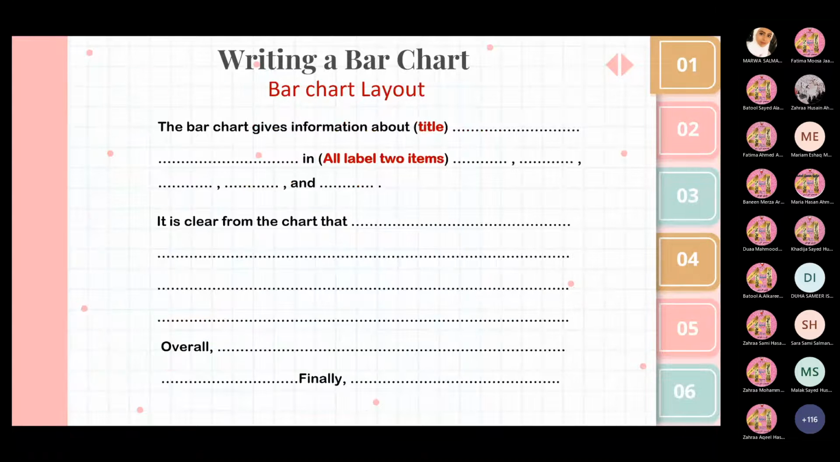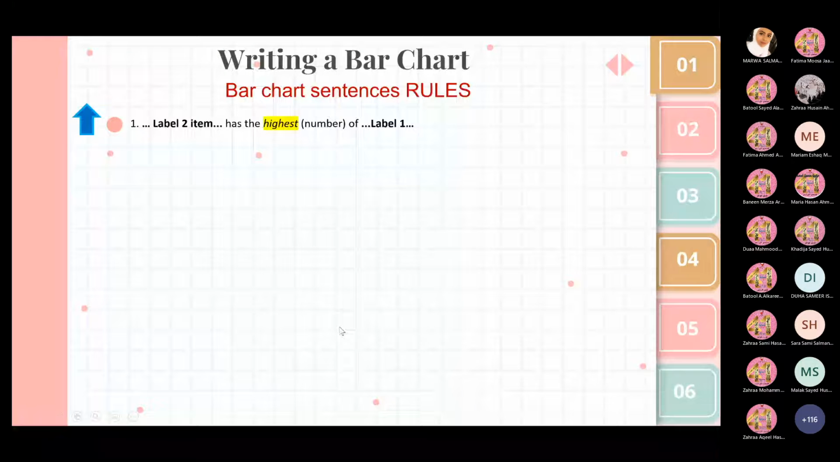I will go very quickly on the layout of the bar chart. Keep in mind that the first paragraph is the basic information. All the information will be given to you in the bar chart itself. So the bar chart gives information about, and you will write the title of the bar chart. This is a must. It will be available for you. And then in all label 2 items, you will write down all label 2 items. What is label 2 items here? How many months?